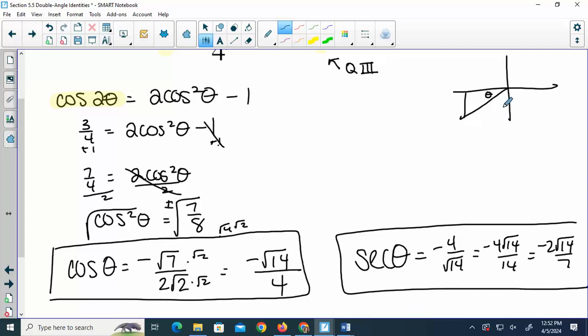Okay. So if we think about our triangle, cosine is adjacent, so that would be negative radical 14 over hypotenuse. Remember, hypotenuse is always positive. How do we find our missing side? Square, you know, 7. A squared plus b squared equals c squared.